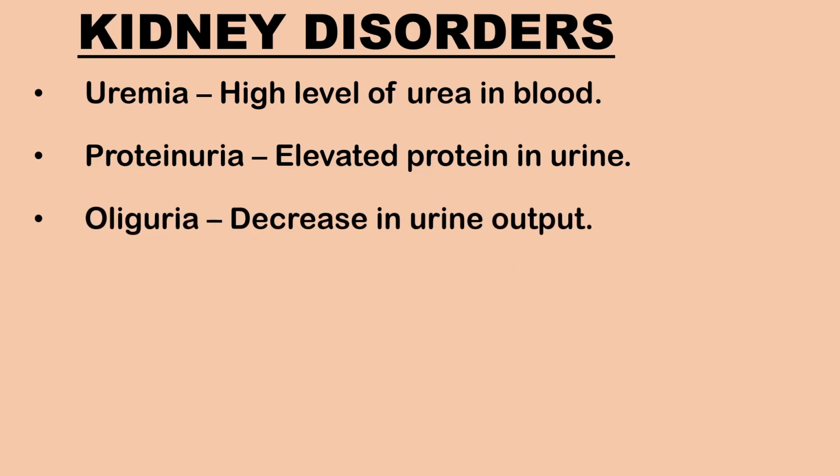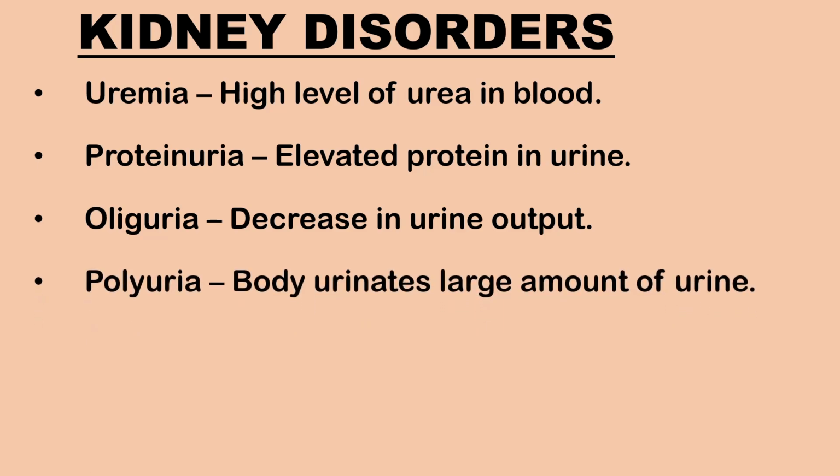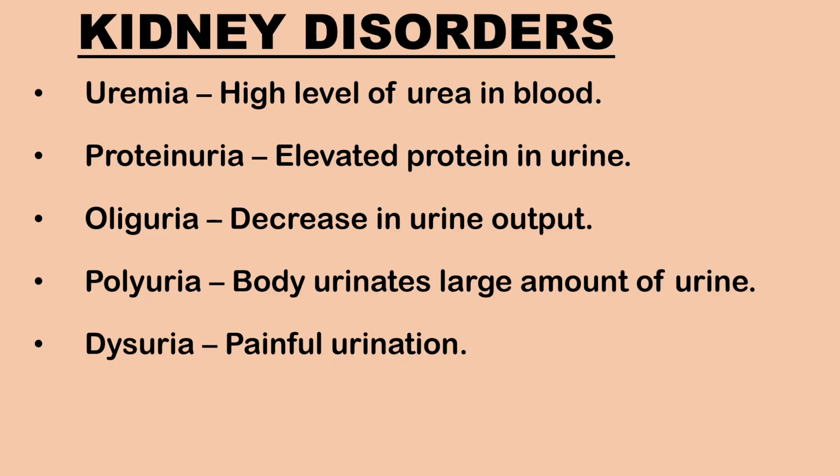Oliguria is decrease in urine output, which indicates signs of impaired renal function. Polyuria is a condition where the body urinates large amount of urine than the usual amount. Dysuria is painful urination due to urinary tract infection causing discomfort.